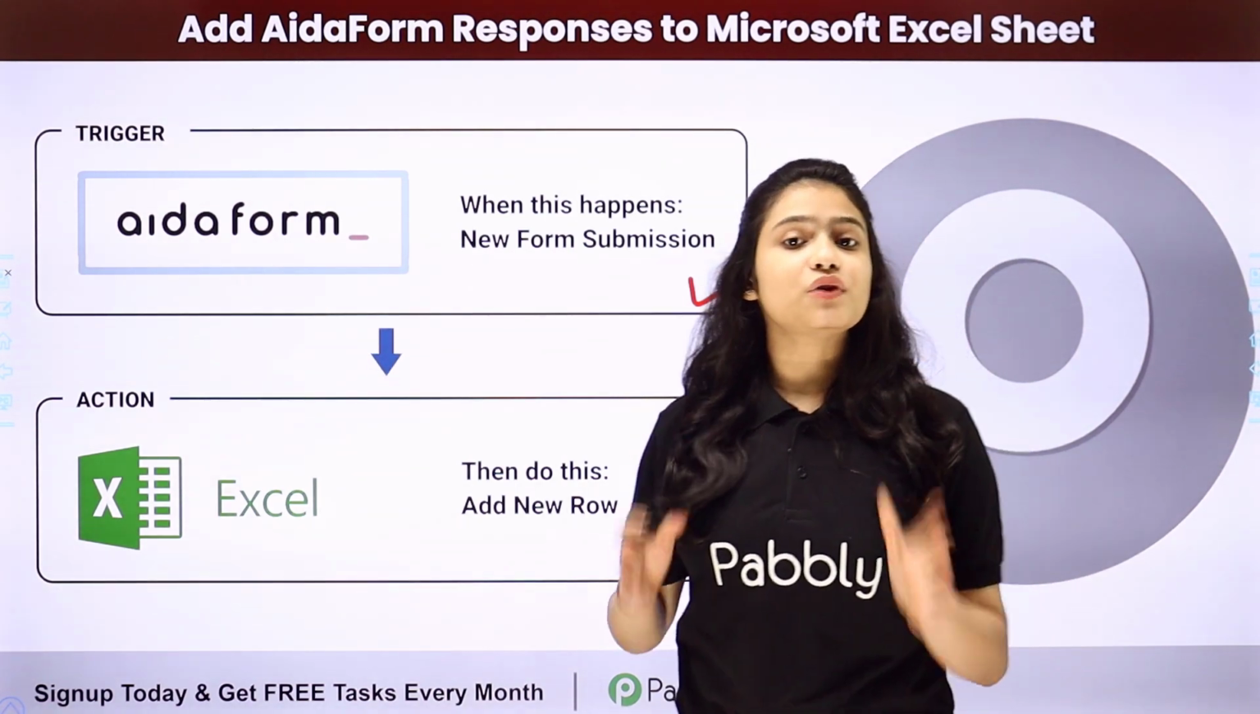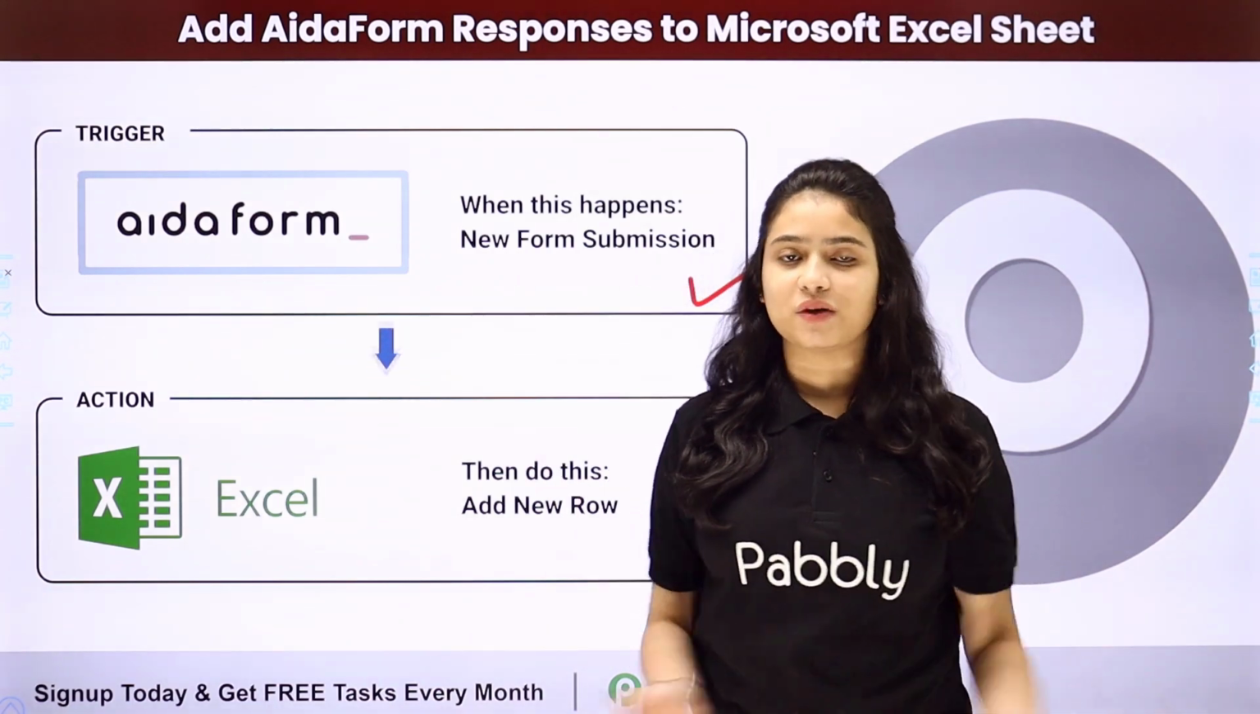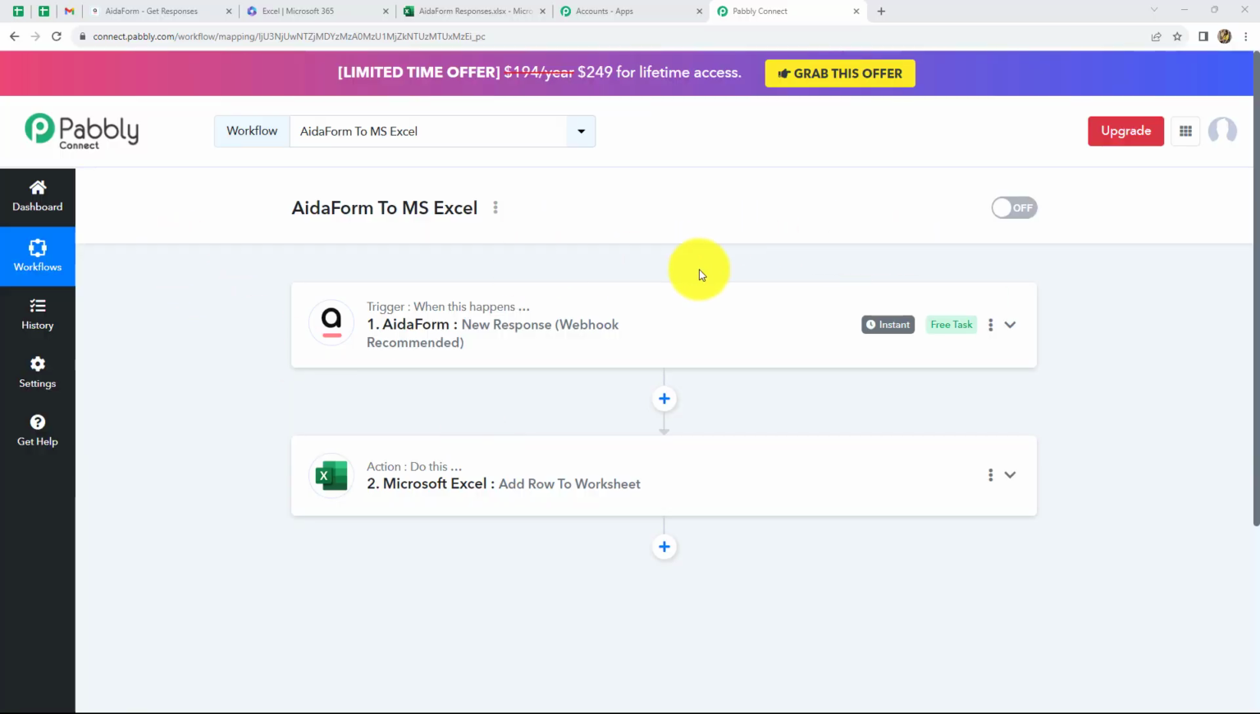And in order to learn this full process step by step, let me take you all to my screen. So in this video, we are going to learn that whenever a new form is submitted in our AidaForms, automatically a new row will be added in our Microsoft Excel sheet containing the details of that particular form. So let's start the process.